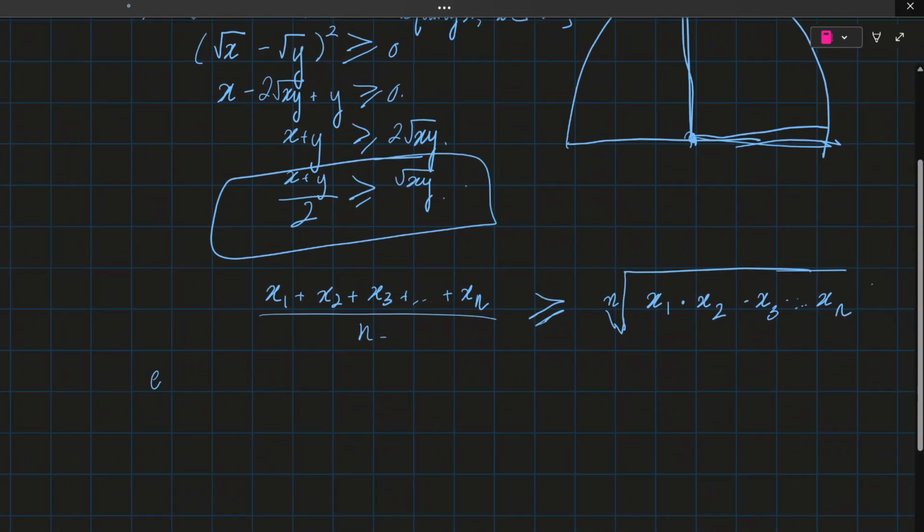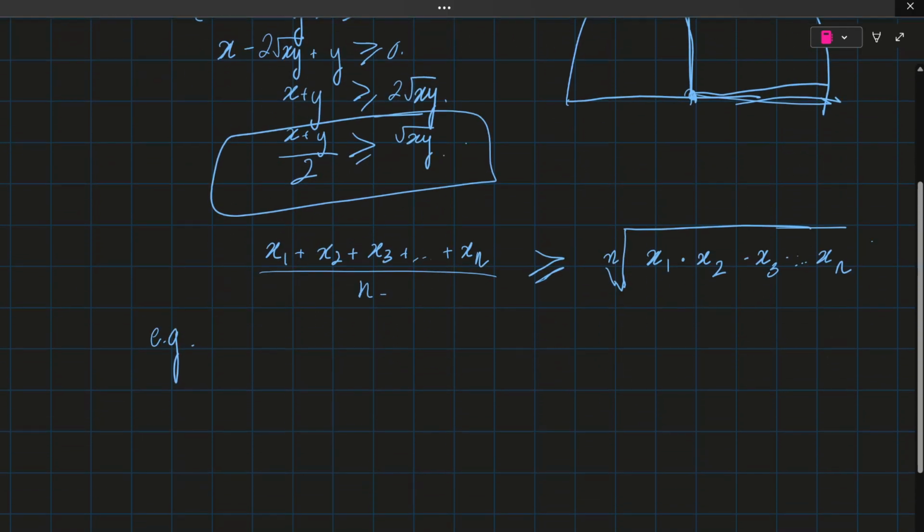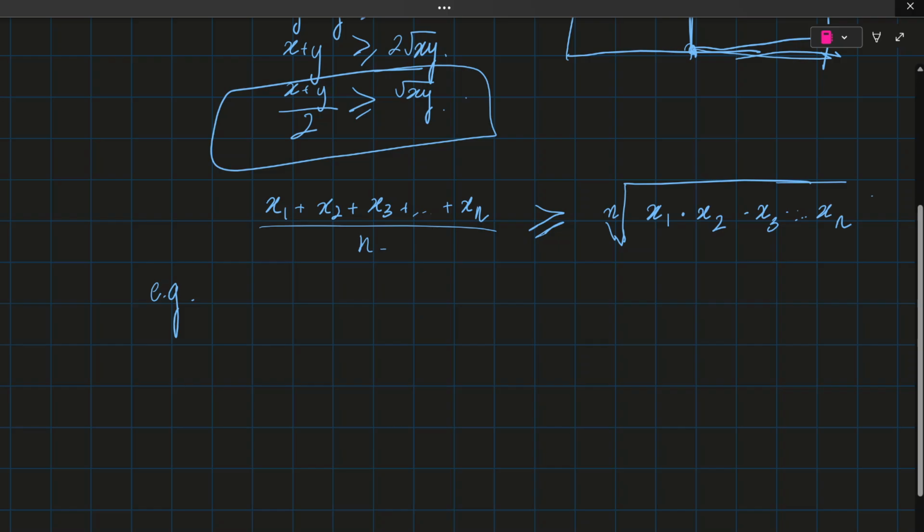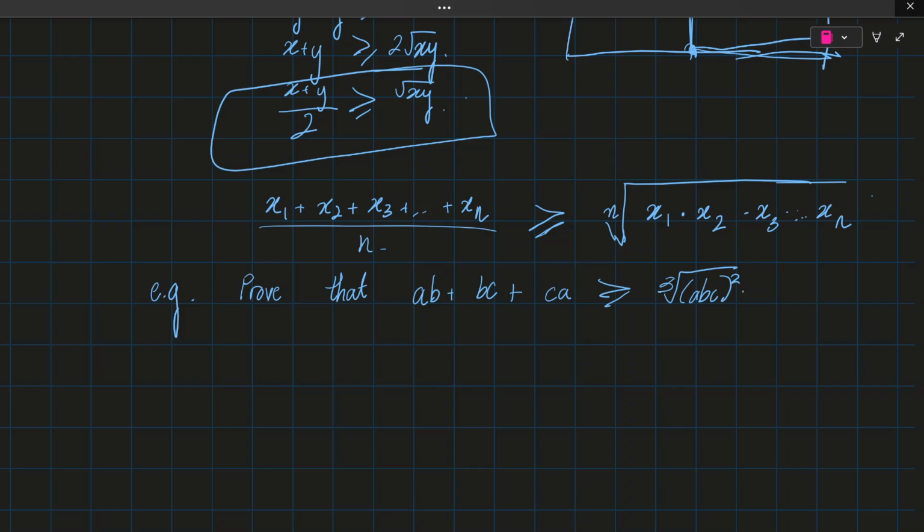Okay. Now that that's been generalized, we'll first try out an example before we get to harder problems. Just one problem, actually. We'll only be solving one problem. Okay. Prove that AB plus BC plus CA is greater than or equal to 3. Okay. This looks very simple, right?